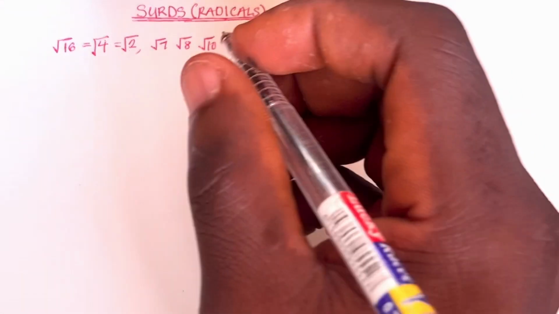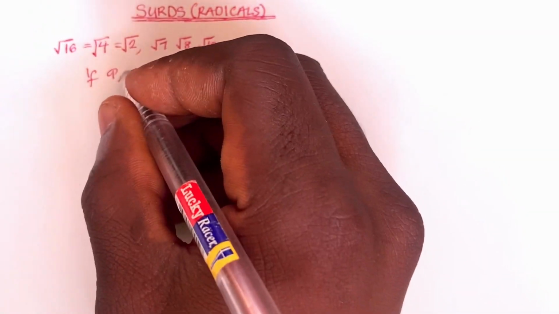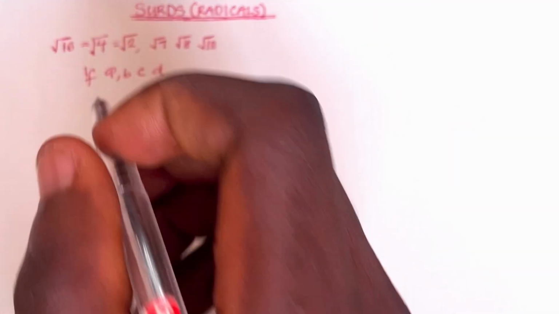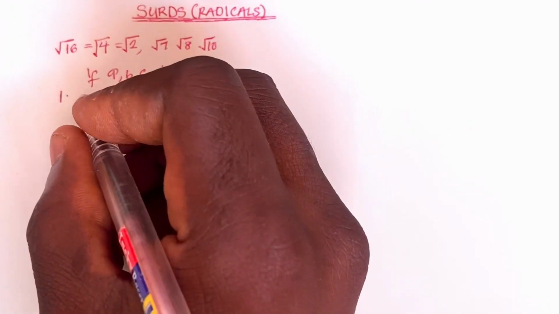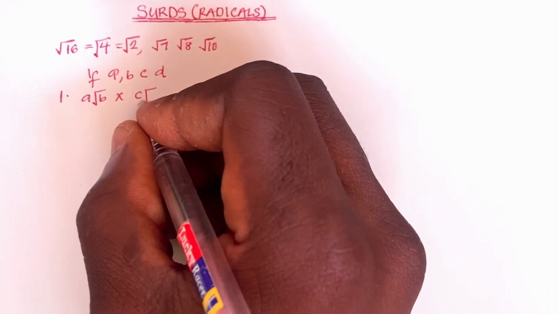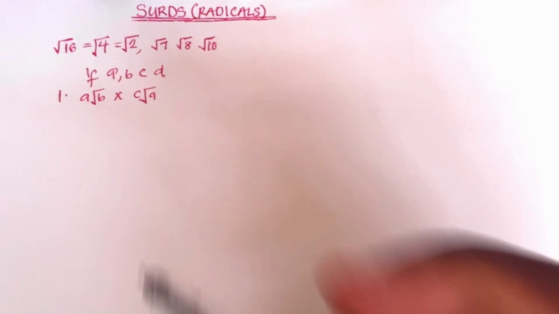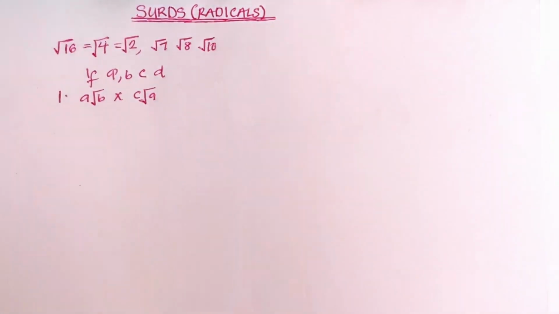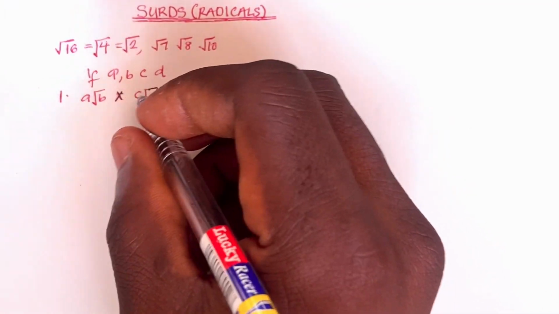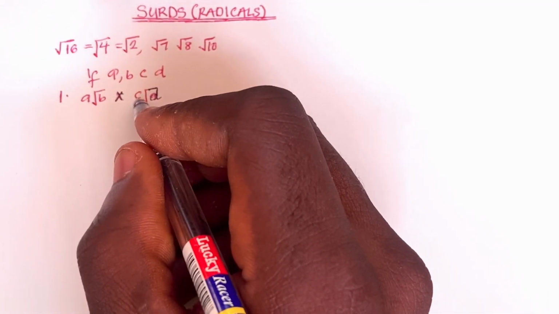So now let's say you are given integers a, b, c, and d. The first rule states that whenever you have a root b multiplied by c root d, this is the rule for multiplication, and simply you're going to multiply the coefficients together.